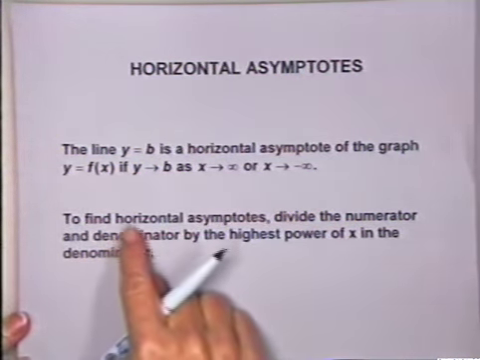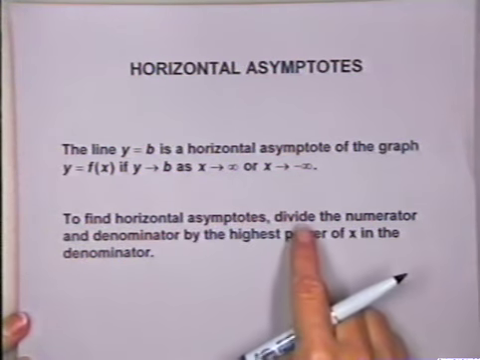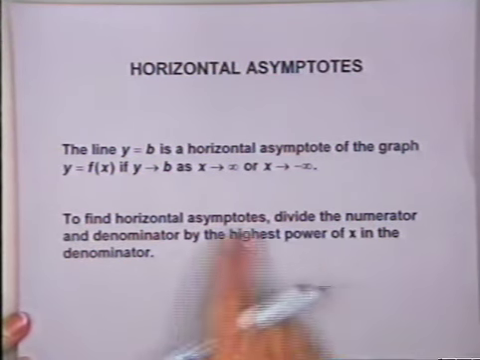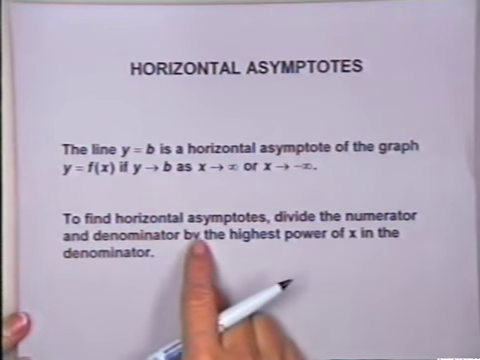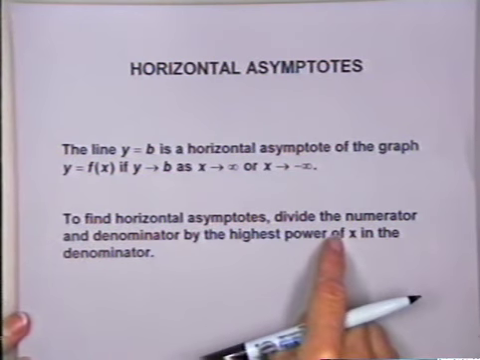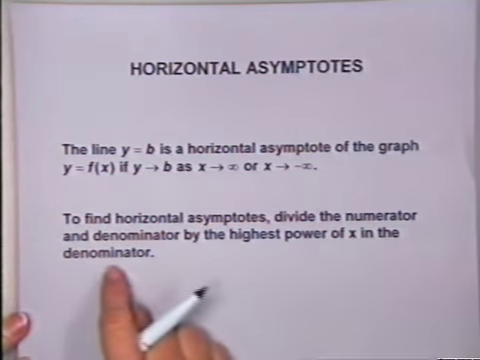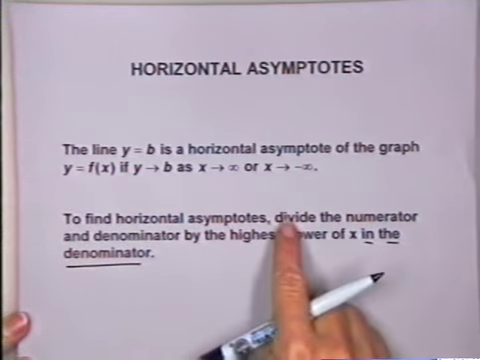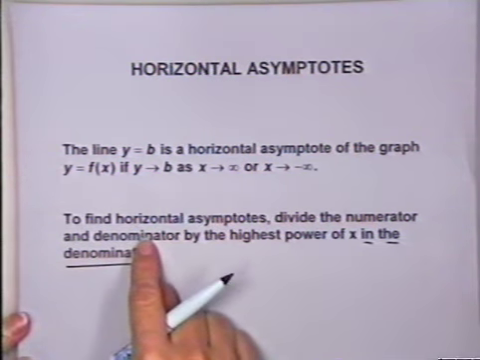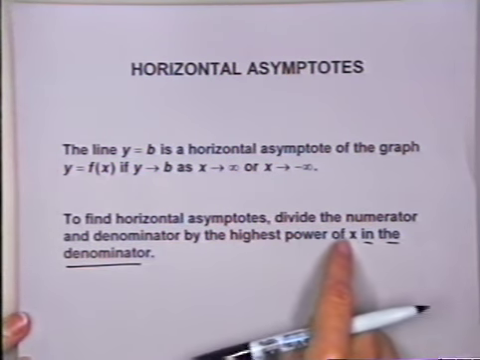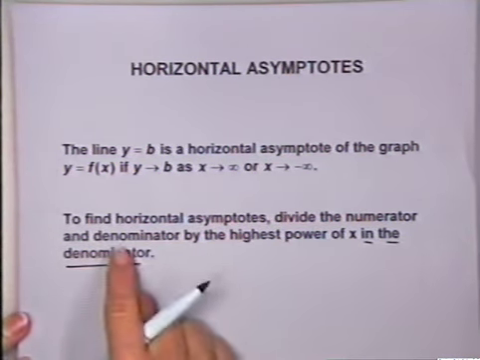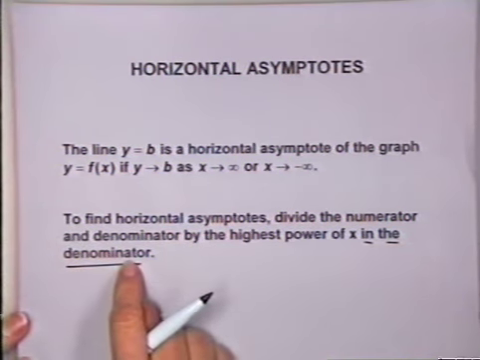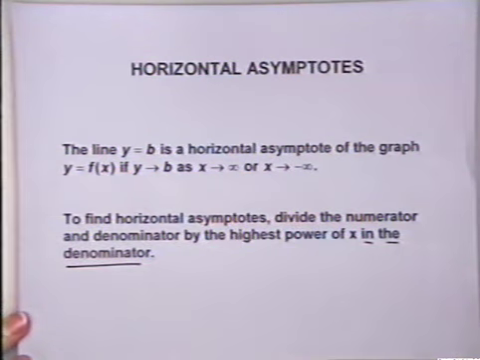Now, to find horizontal asymptotes, we divide the numerator and denominator by the highest power of x in the denominator. Let me underline that part. Divide the numerator and denominator by the highest power of x in the denominator. I'll be illustrating with a problem here exactly how we do this process and why it works.